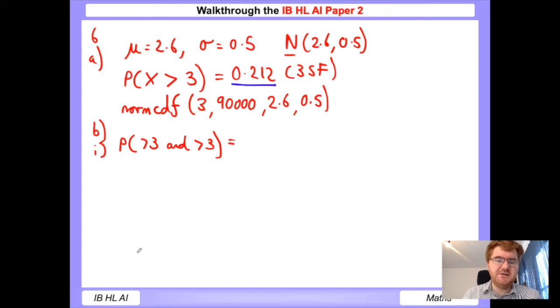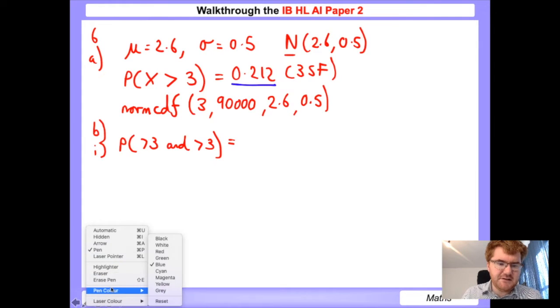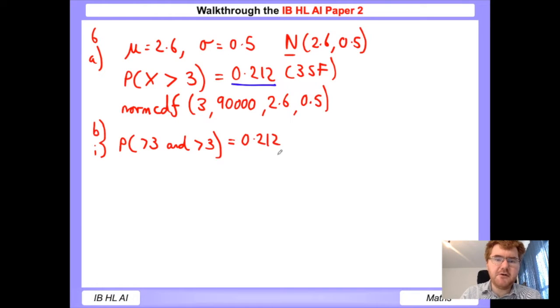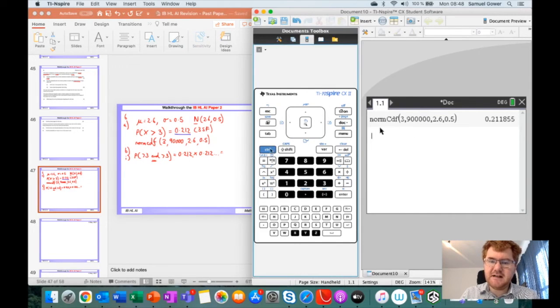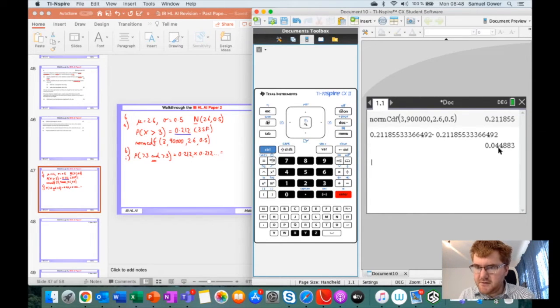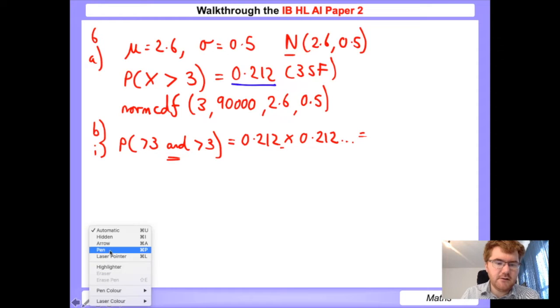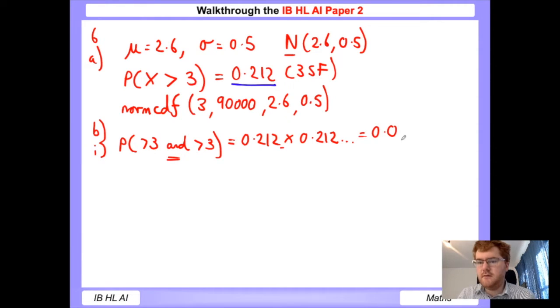You see here I've got 0.212. So all I need to do is set the probability of that, and then because we're doing 'and', it's going to be multiply, and we're going to multiply it by itself, so the same thing again. Probability of greater than 3 and greater than 3 again. So we're going to go over to our GDC, and again we can use the handy answer function here, so you go control answer multiplied by control answer to avoid any rounding errors. And then we get our answer, which we want to 3 significant figures, so 0.0449. So we pop that in: 0.0449 to 3 significant figures.